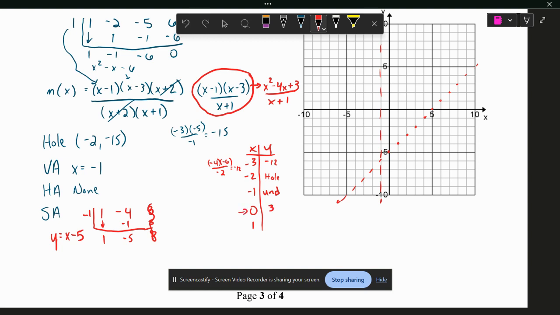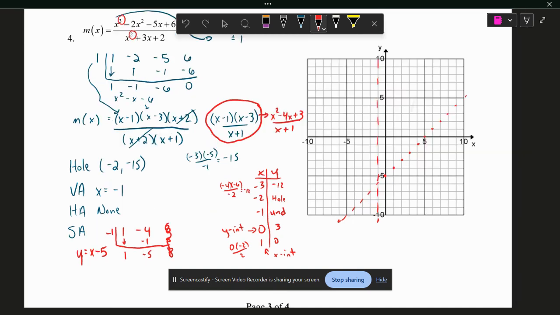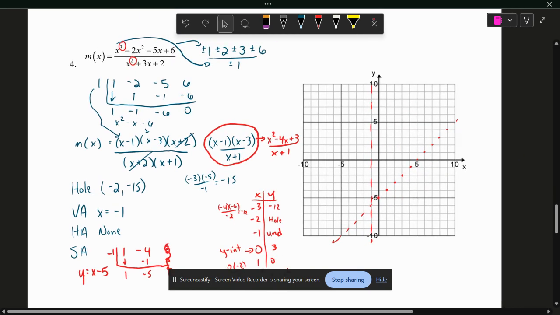And by the way, this is my y-intercept. And then if I plug in 1, I get 0 times, is it negative 2 over 2, which will give me 0. This is going to be one of my x-intercepts. So let me go ahead and graph those. So negative 3, 12 is going to be way, way up. And just put this up here somewhere.